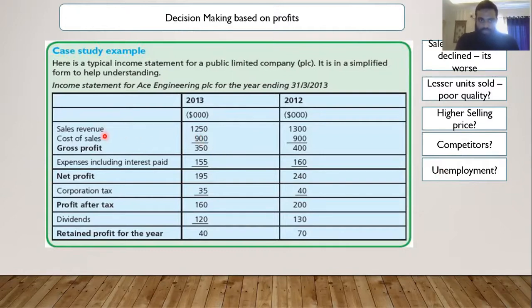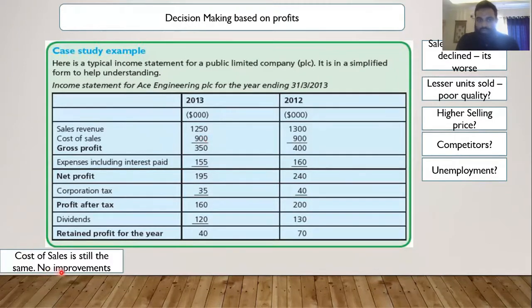That was about sales revenue. Let's talk about cost of sales. What is happening to cost of sales? Now, this cost has remained the same. I cannot say that it's bad, but I will say it's not good either, because every business tries to reduce down the costs. Why is cost of goods sold constant?